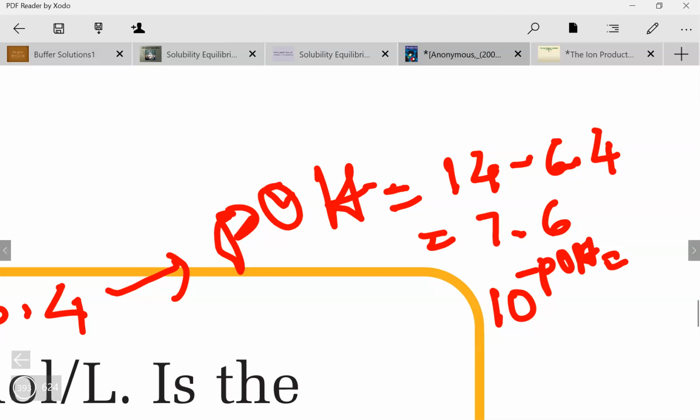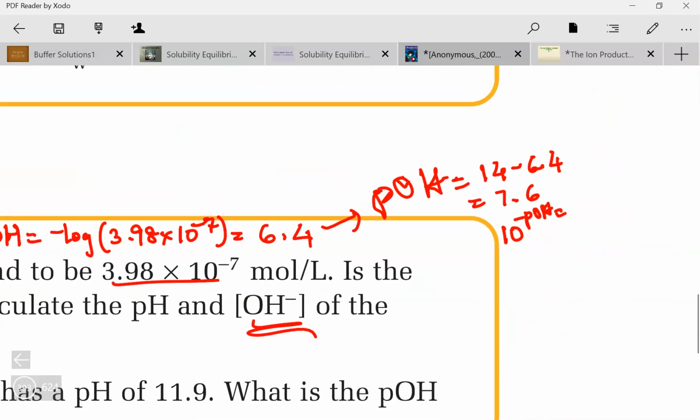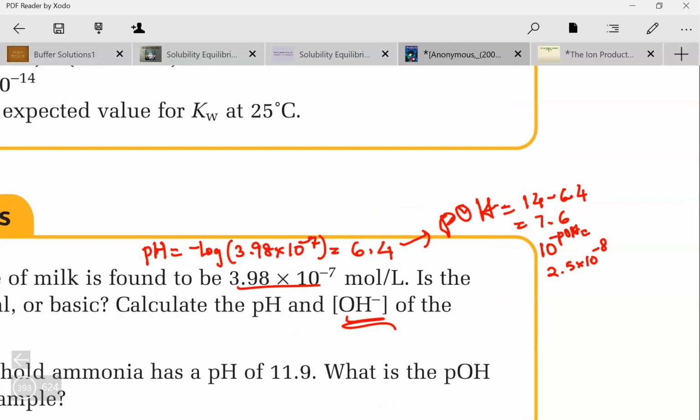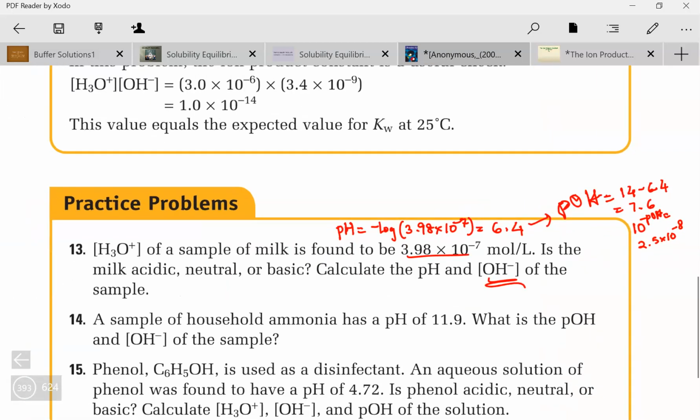Which was 2.5 times 10 to the power of negative 8. Now I might have rounded that a bit, my apologies, but more or less that should give you, and if you do 1 times 10 to the power of negative 14 divided by 3.98 times 10 to the power of negative 7, hopefully we get around the same answer, 2.51 times 10 to the power of negative 8. There we go. So it's the same answer.